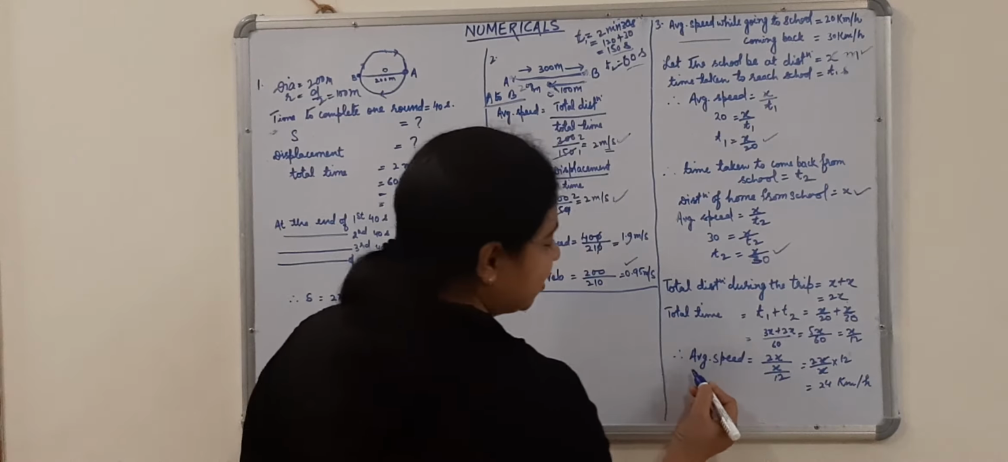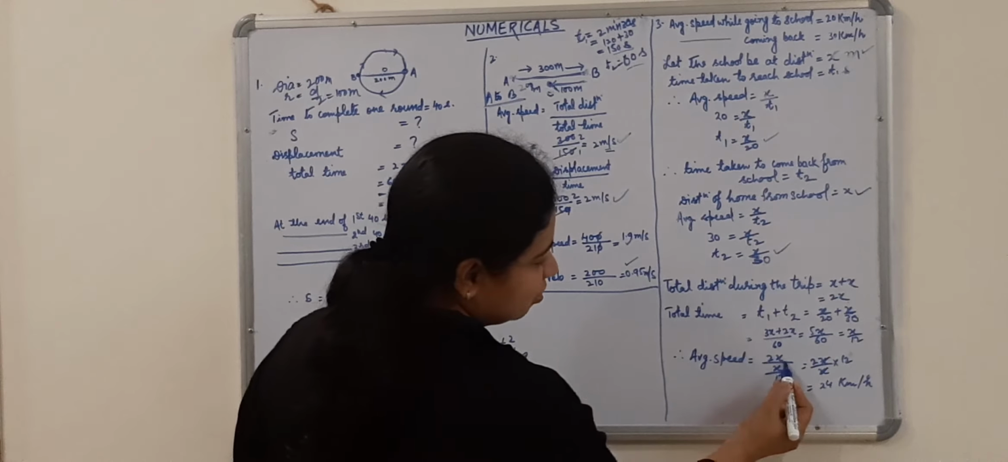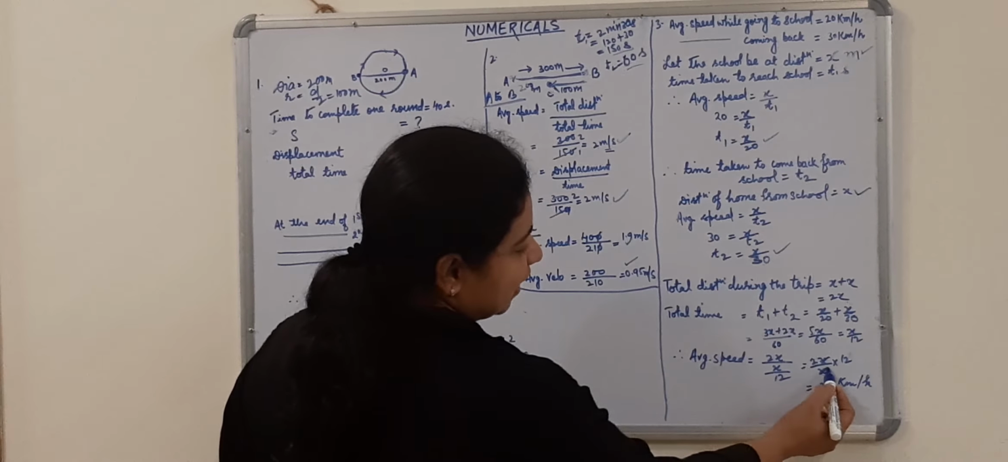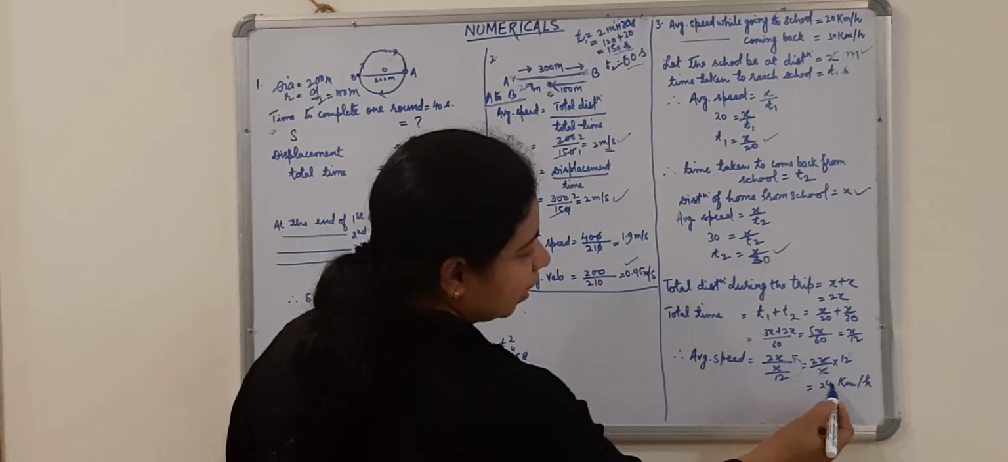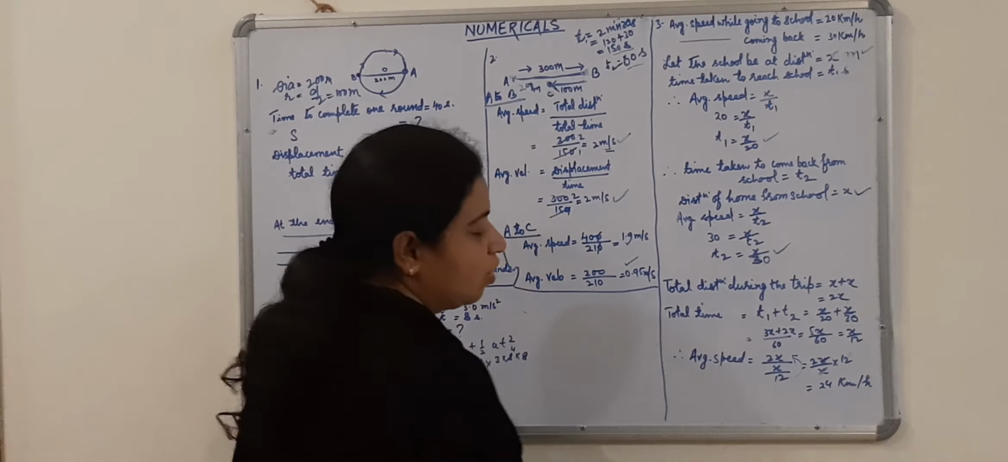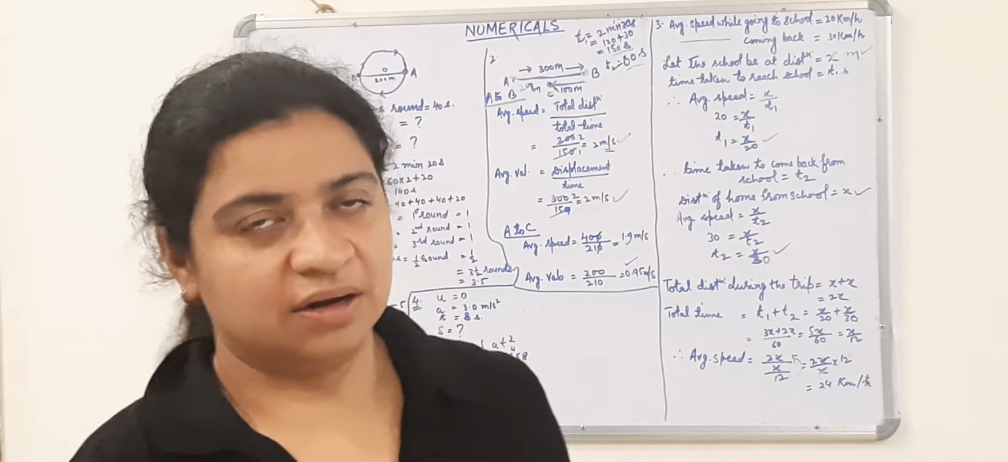So therefore, average speed: now I have got total distance and total time. Average speed is equal to total distance upon total time, that is 2x upon x upon 12. When I solve it, I will cancel x and x, and I will take 12 here. Now I get the average speed as 24 km per hour.